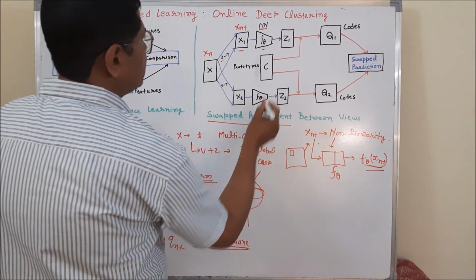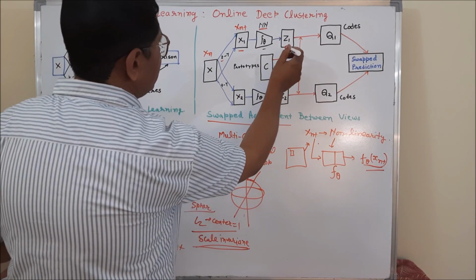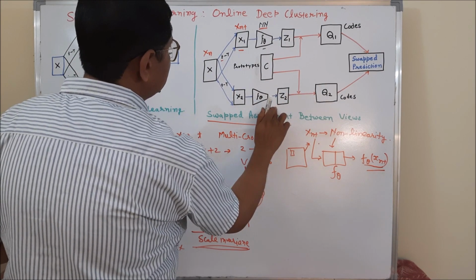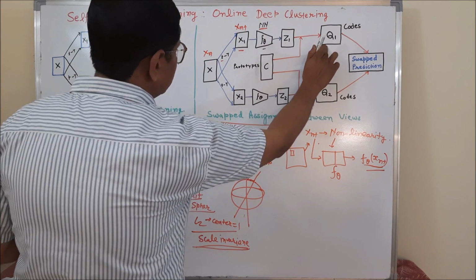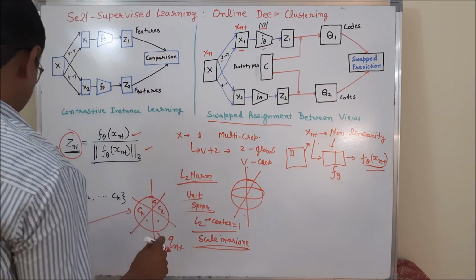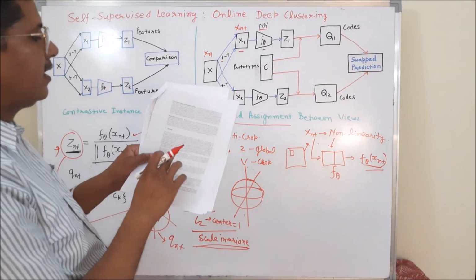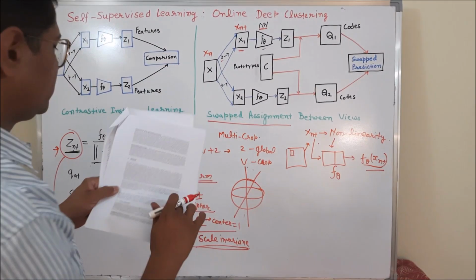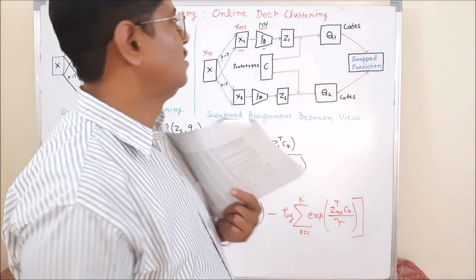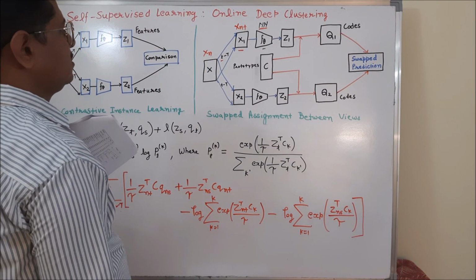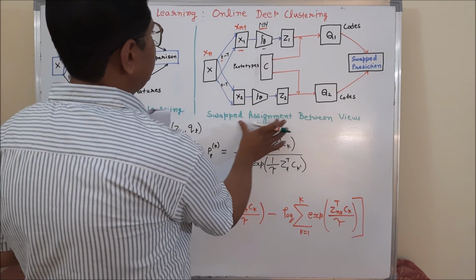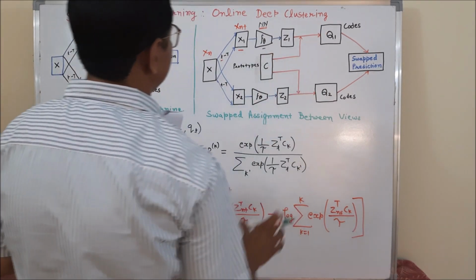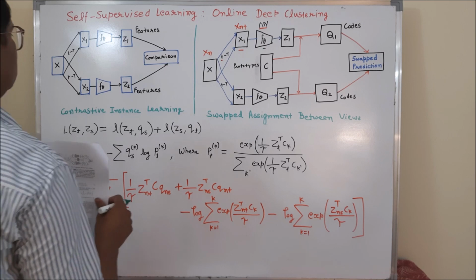So how have the authors achieved this? For that, they have used the feature Z1 to predict the code Q2 and feature Z2 to predict the code Q1. For that, the authors have developed a different kind of loss function. So let us go through this. So now we will discuss how the loss function for swapped assignment is actually defined by the authors.